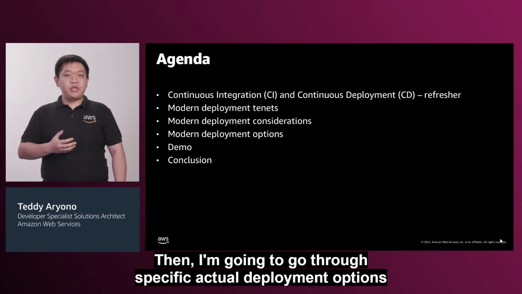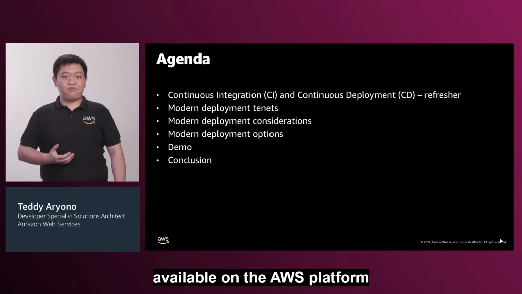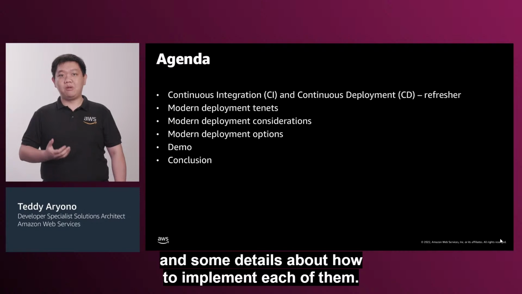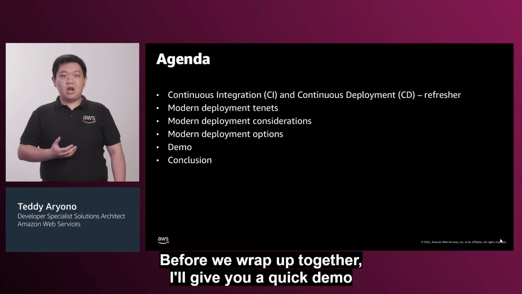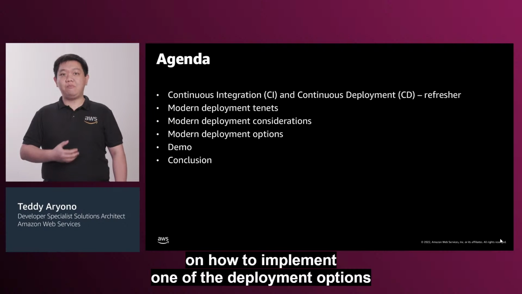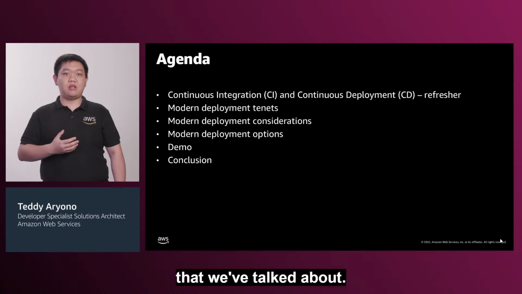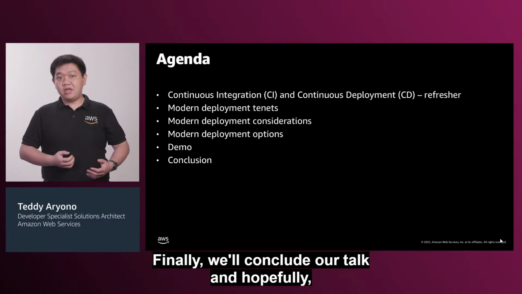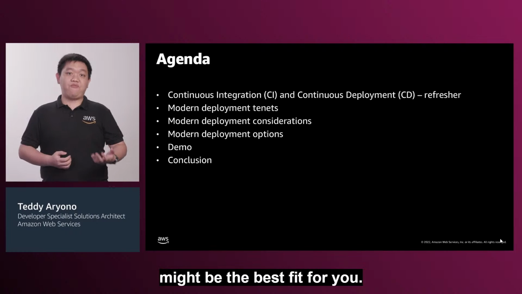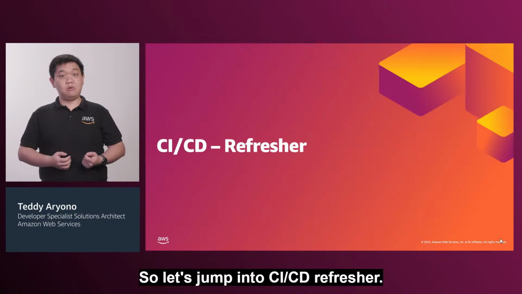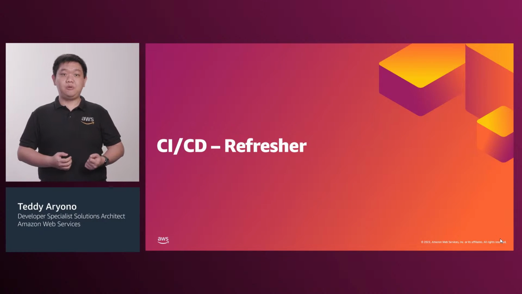Then, I'm going to go through specific actual deployment options available on the AWS platform and some details about how to implement each of them. Before we wrap up together, I'll give you a quick demo on how to implement one of the deployment options that we've talked about. Finally, we'll conclude our talk and hopefully you'll know which deployment mechanism might be the best fit for you. So let's jump into the CI/CD refresher.